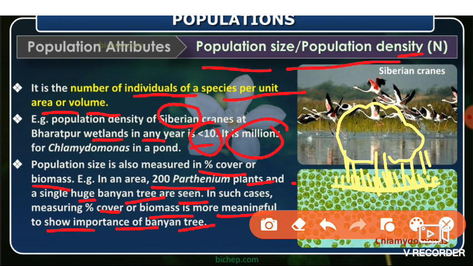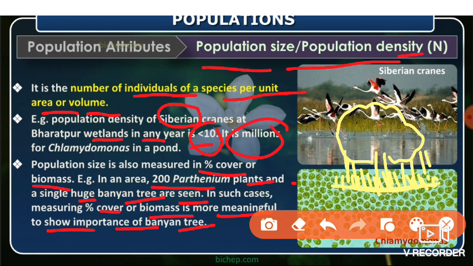If you take the number, the parthenium is more in number. Okay, and the banyan tree is only single. So what they are going to say here is that the biomass of that particular banyan tree is more as compared to the parthenium. So we have to count the biomass of that banyan tree.